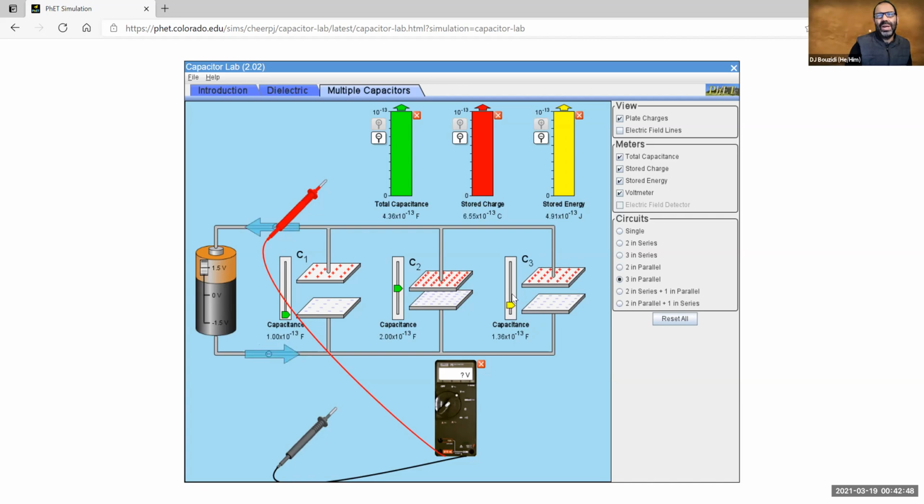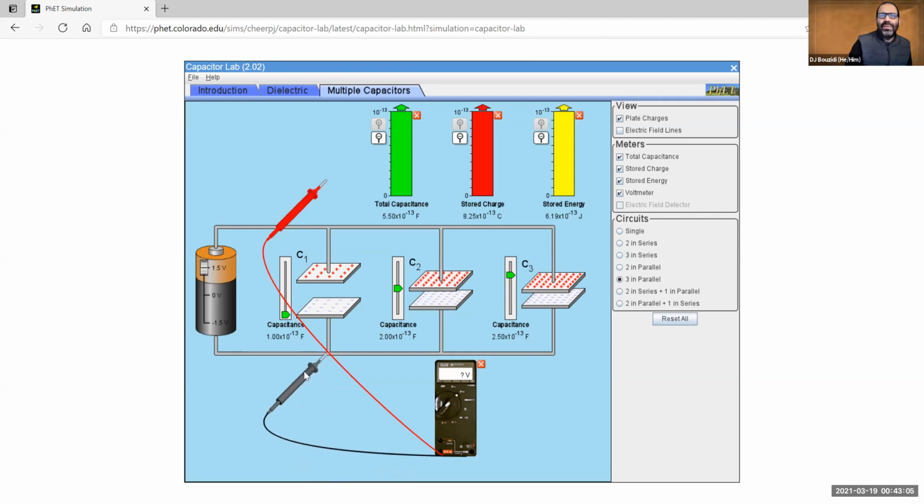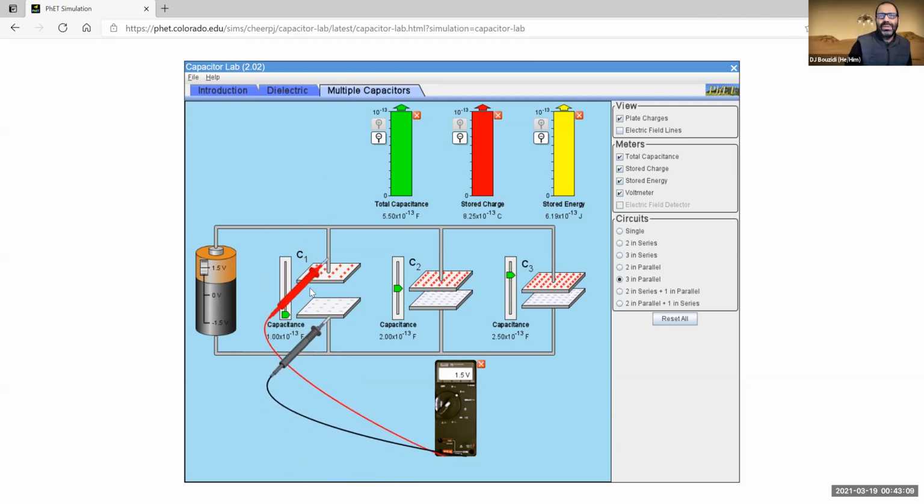The capacitance in here is 2.5. Okay, so I have them all controlled. And now we want the voltage across this capacitor to be 1.5. The voltage should be the same. This is 1.5. How about between this one and that one? It should also be 1.5.